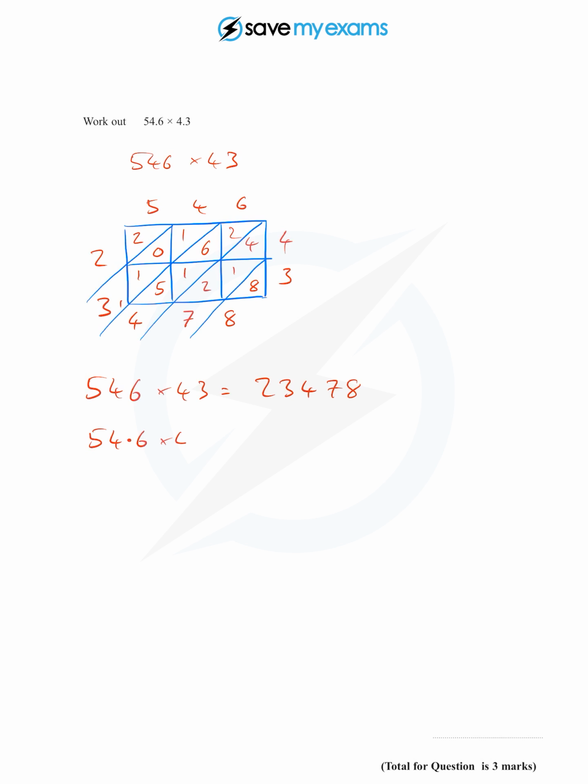So 54.6 times 4.3. Well, as I said earlier, we took out 2 decimal places, and so we put 2 decimal places back in. So that's 234.78. And that is our answer. That's a very useful method. Do use it.